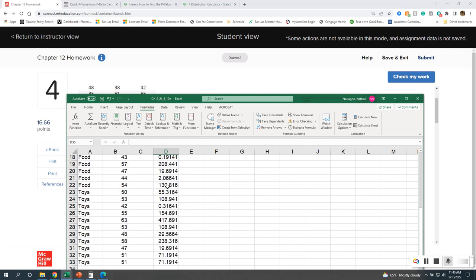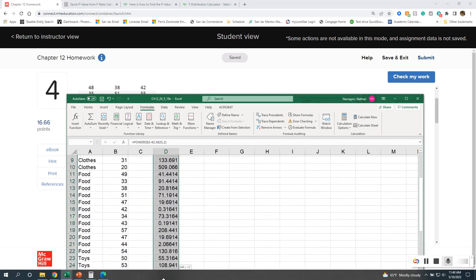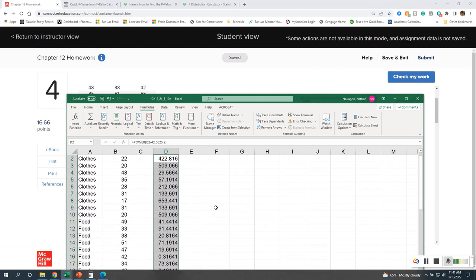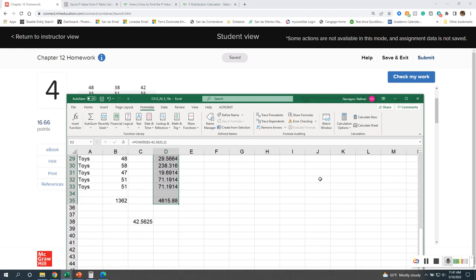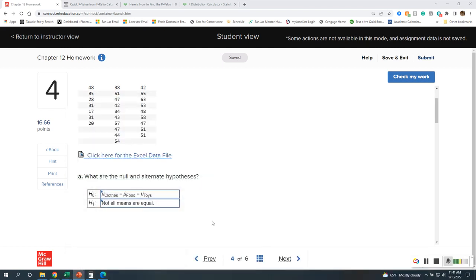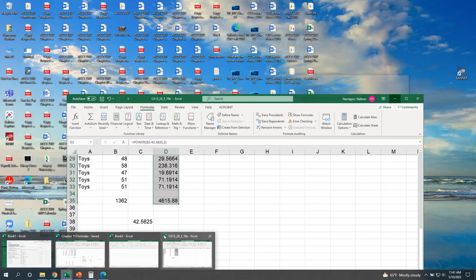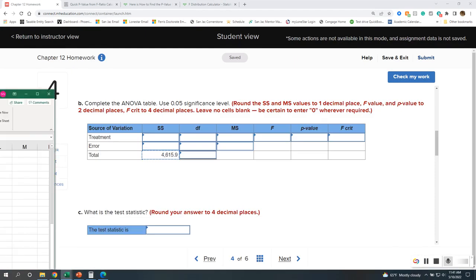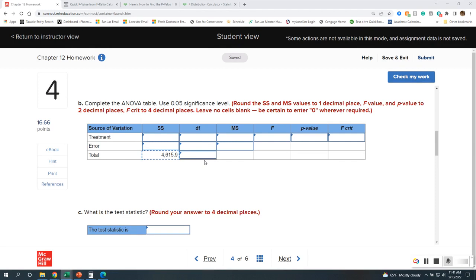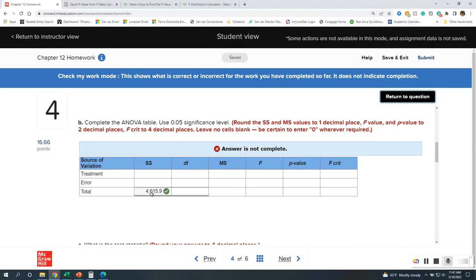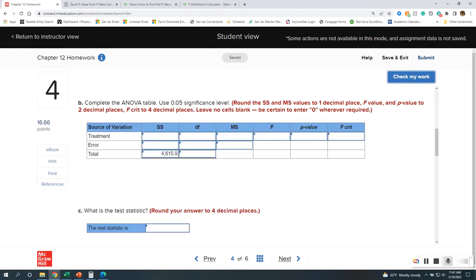And then we'll go on, basically take the total. So, auto sum. We have 4,615.88. So, 4,615.88. So check. Let's see if our total is correct. Our total is correct. Nice. Next.